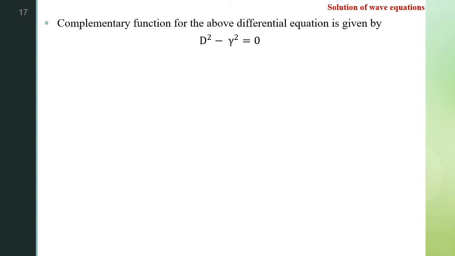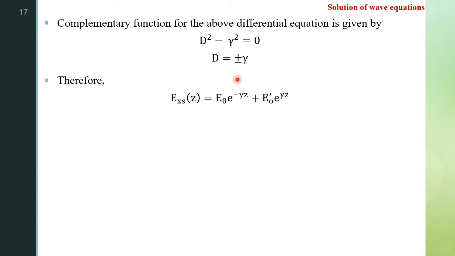So this second order differential equation can be solved using the concept of complementary function. The complementary function is given by d square minus gamma square is equal to 0. From this, we'll get the value of d as plus or minus gamma, since d square is equal to gamma square. So if it has two roots which are equal and opposite in sign, we know that the general solution is given by c1 e raised to alpha 1 x plus c2 e raised to alpha 2 x.